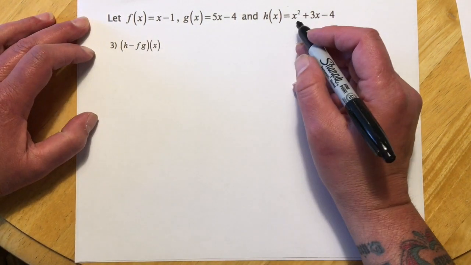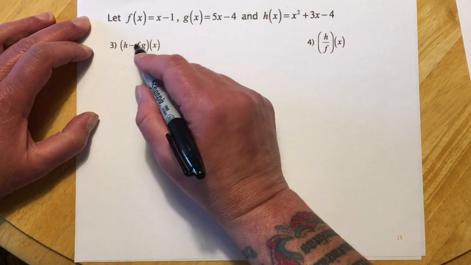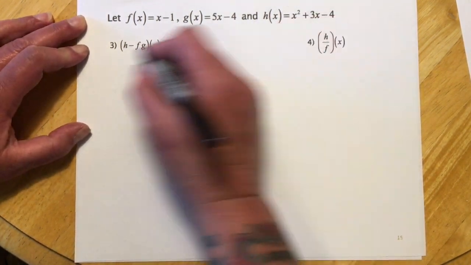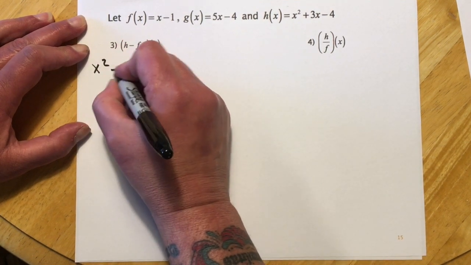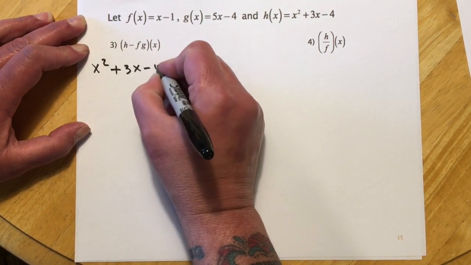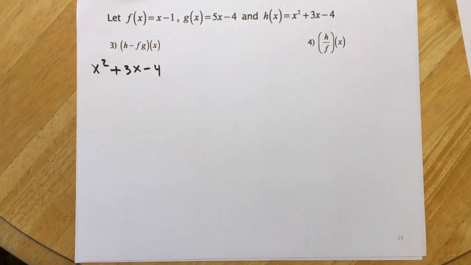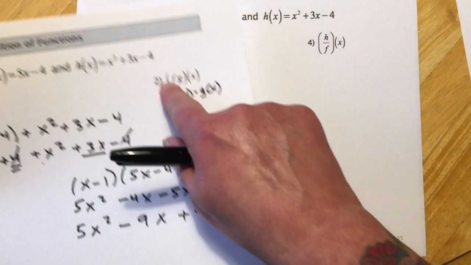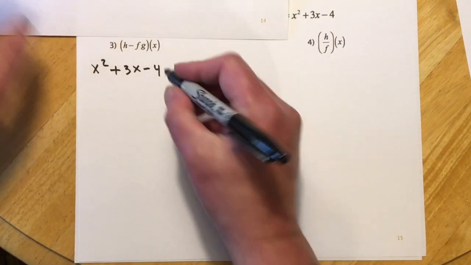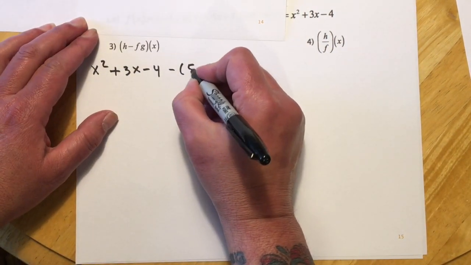Okay, so then we have h right here minus f times g. So h is x squared plus 3x minus 4. And then f times g I just did back on this page. So I'll just copy my own work.